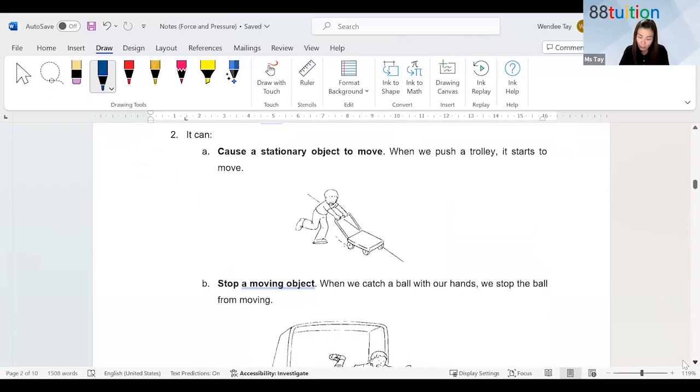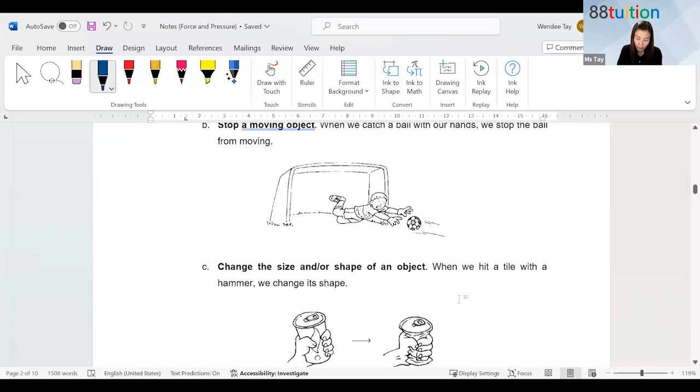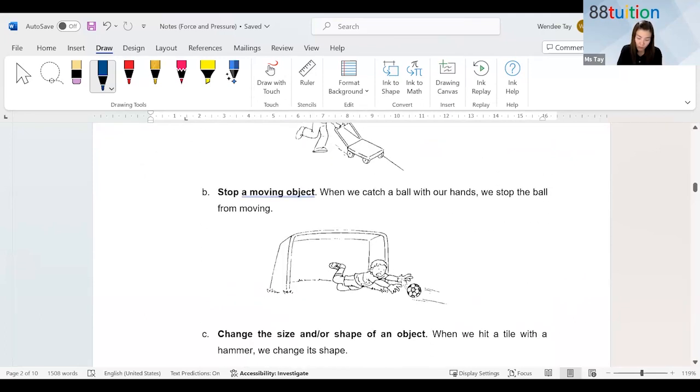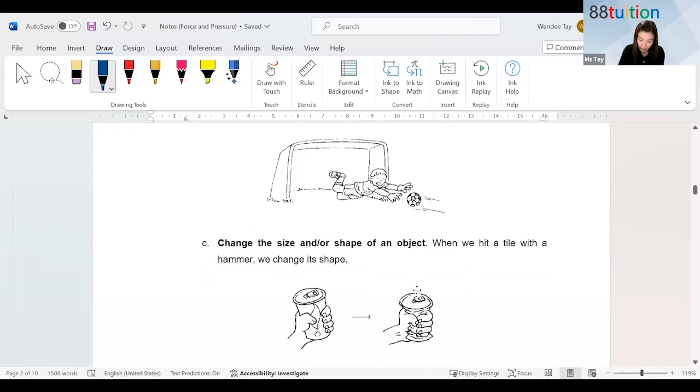Now, if you go through again, a stationary object starts moving. For example, a trolley is not moving initially. Then you give it a push, it starts to move. Then you can also stop a moving object. In this example, it is like playing soccer when the ball is coming to you and you're the goalkeeper, you need to stop the ball, right? So this is the example.